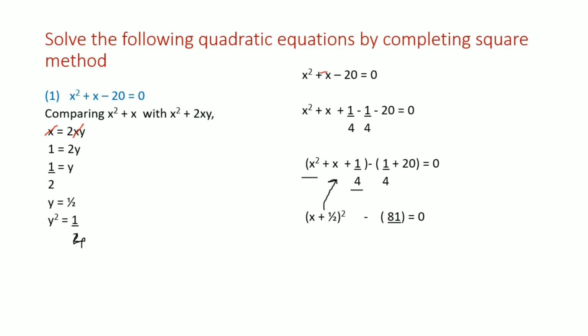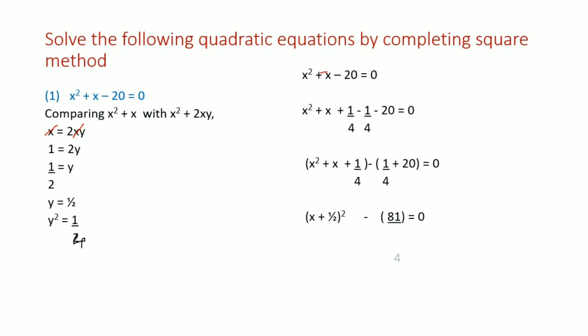If we separate this x plus 1 upon 2 using the formula, x square plus 2 into x into half, then we will get the equation above. Okay, we'll get this when we square this. So like this we are going to do. Here the expanded form is given, and we converted it.